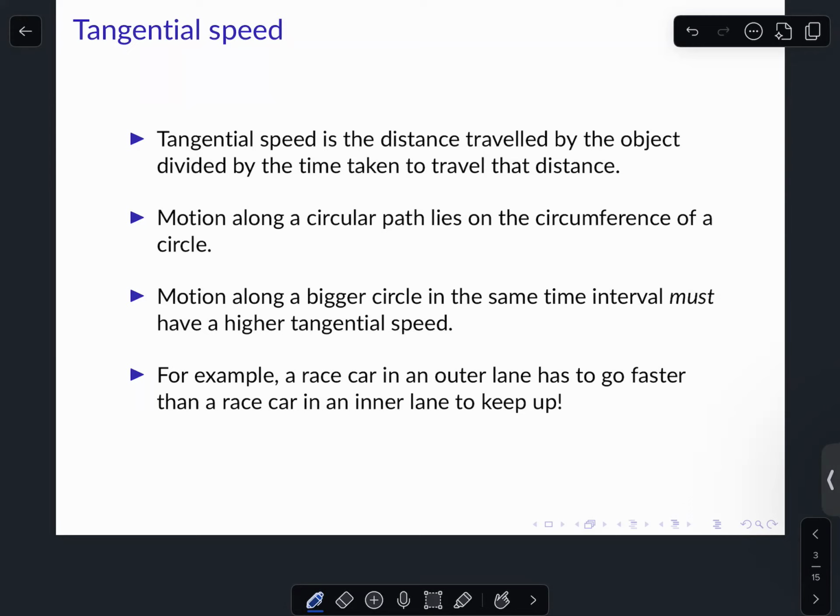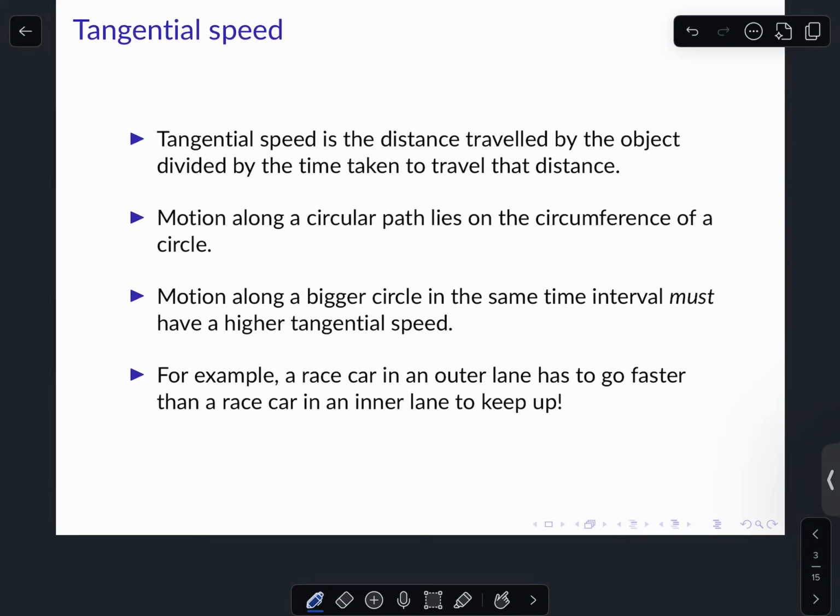If you go a bigger distance in the same amount of time, turning right in the outer lane instead of turning right in the inner lane, you have to be going faster. This is why race car drivers jockey for the inner lane around turns. They try to drive carefully to be on the inner lane, because if they're going in the outer lane, they would have to be going faster. It's harder for their engines to do that.